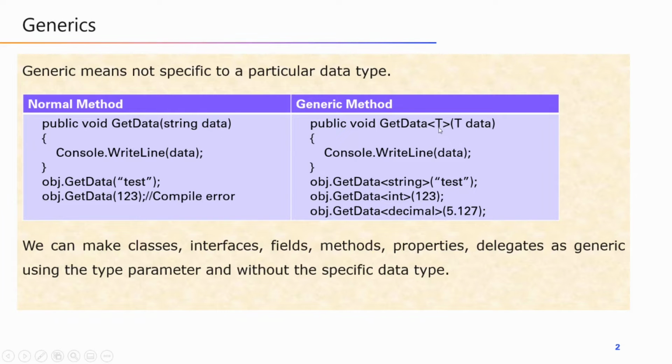Here, T means type parameter. You can give any name you want. When calling this method, we have to specify which type this method belongs to at runtime. Let's see an example to understand this.